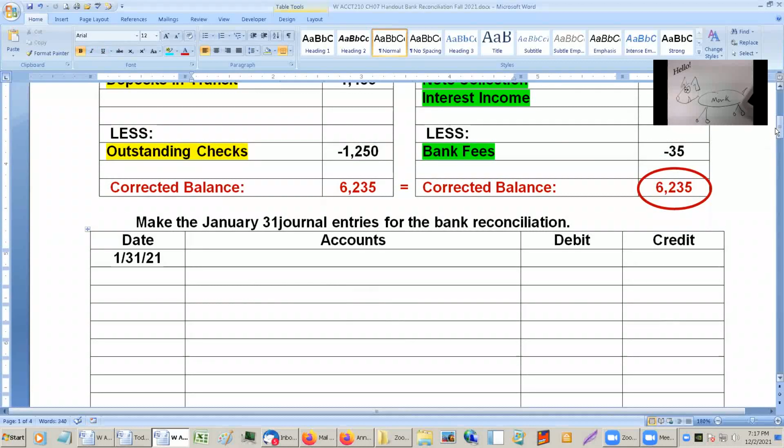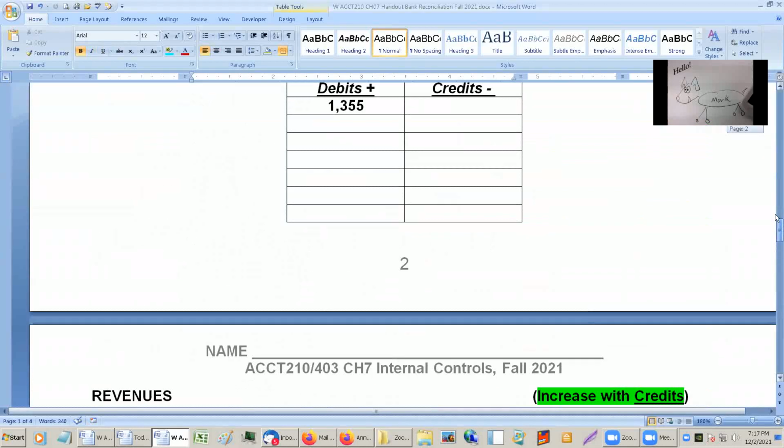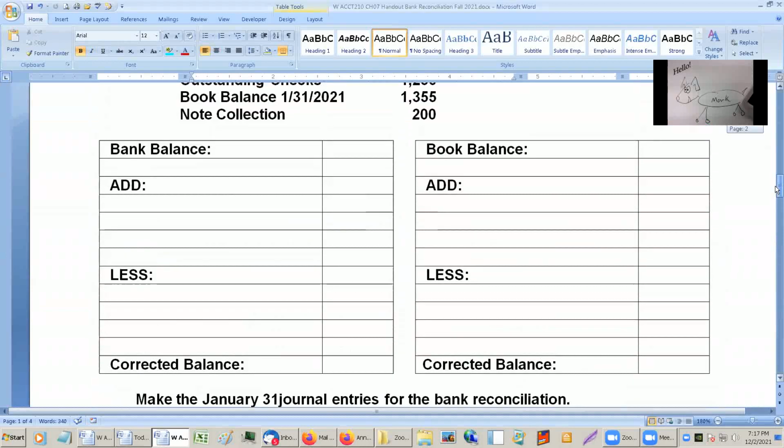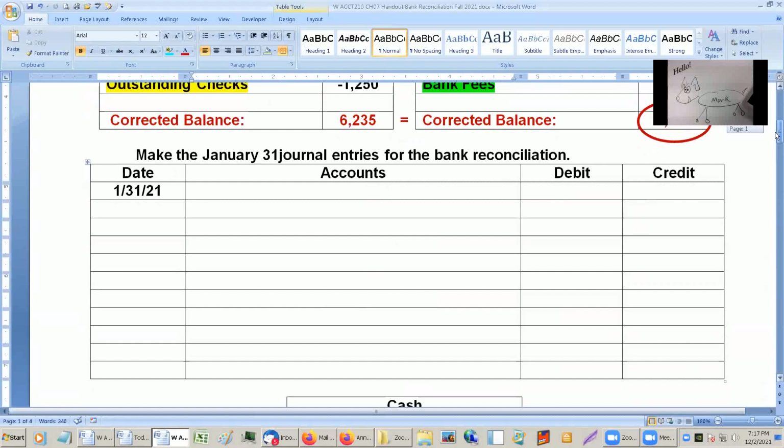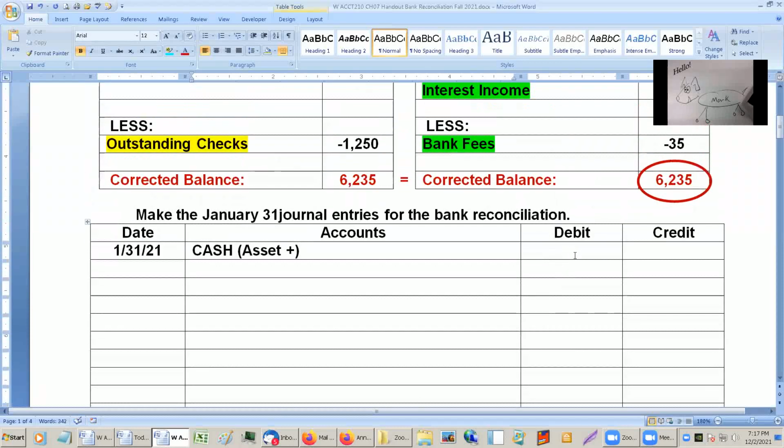By the way, I also have this thing at the very end here. I don't know if I can look at that too. Okay, so wrong problem. Okay, so cash. Asset going up. You don't need to put that in. For 1,700.